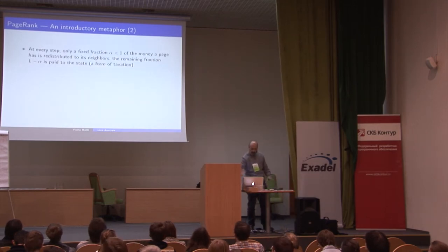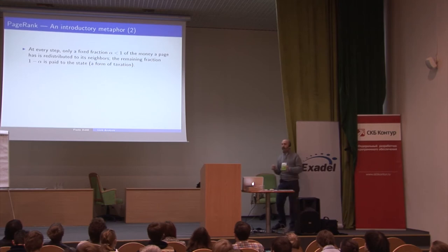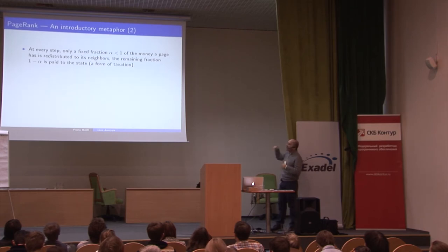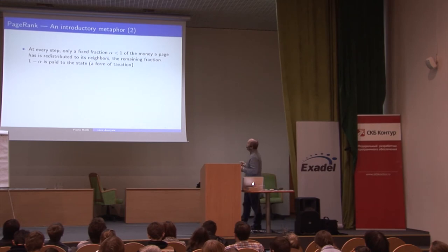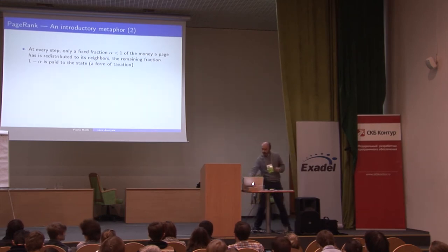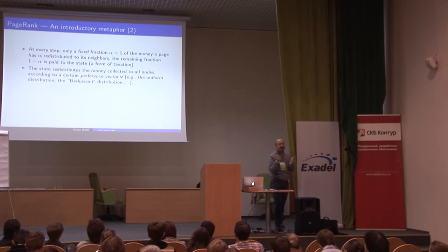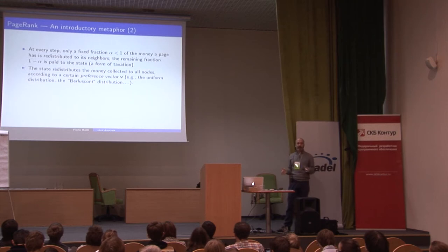And so formally it goes like this. You have a fixed fraction alpha less than one of money that is redistributed by a page to its neighbors, whereas 1 minus alpha, that is the amount of taxation, is paid to the state. And the state redistributes it either equally to everybody or according to some special distribution.